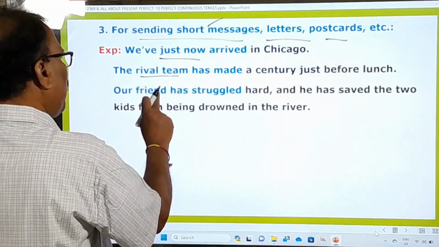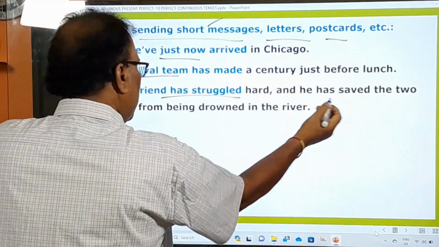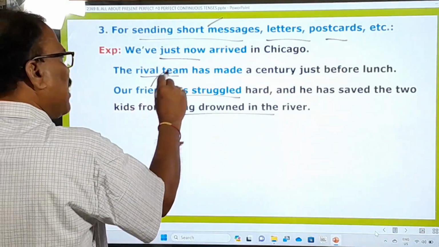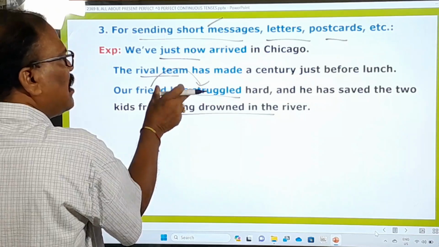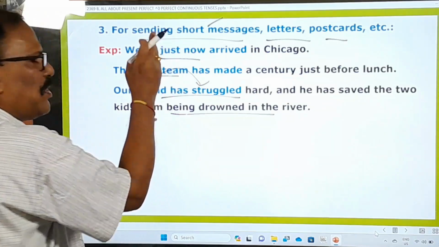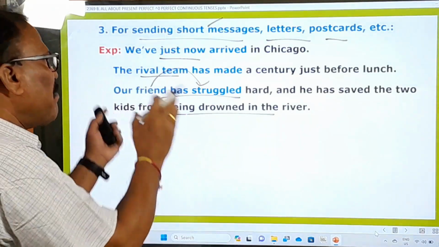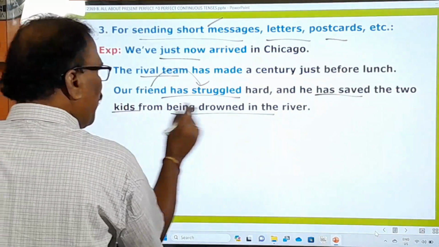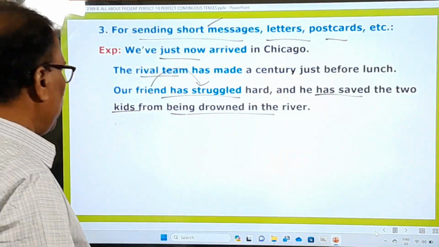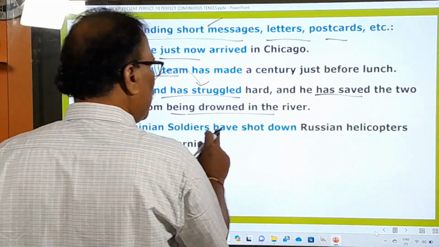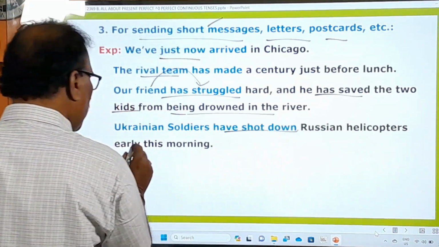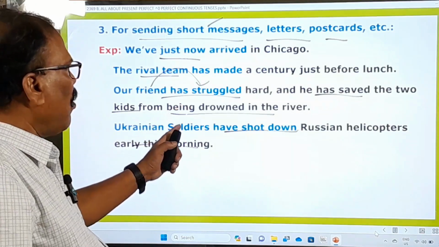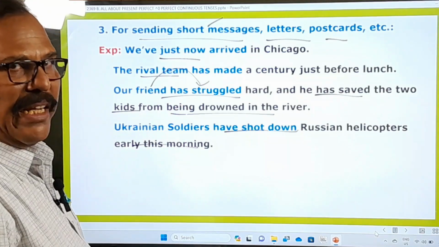Our friend has struggled hard. He has saved the two kids from being drowned in the river. It's a brief message. You are sending it to your friends. It's a WhatsApp message, whatever it is. Okay, and he has saved the two kids from being drowned in the river. It's a beautiful message, right? Ukrainian soldiers have shot down Russian helicopters early this morning. It's again a small letter or small postcard or small message. You are sending it to your friends.